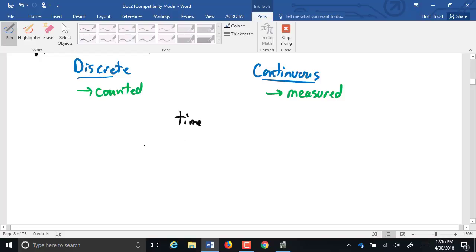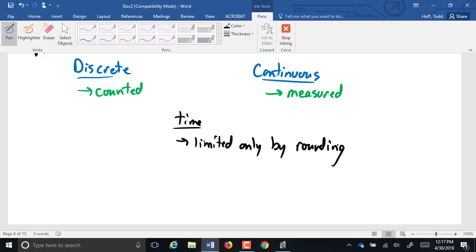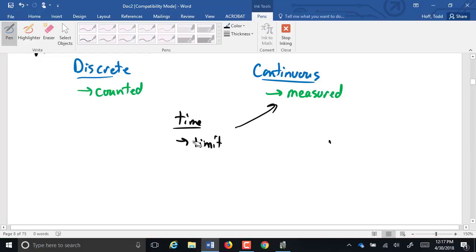Time is another argument. Time, however, is limited only by rounding. So you might round off the time, in track, they'll round off your time to the nearest hundredth of a second. Well, so it is possible for two people to have exactly the same time, but that only is true because we chose to round to that. If you could go to as many decimal places as you wanted to, eventually there would be a slight difference. So time goes under continuous because it is always possible to find values in between.